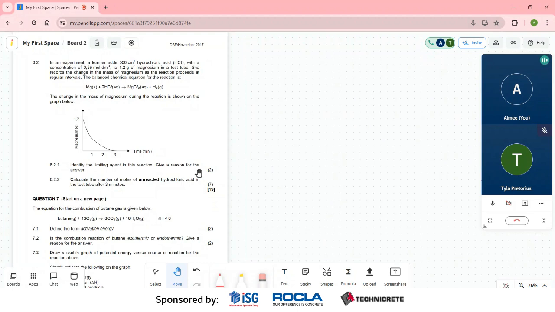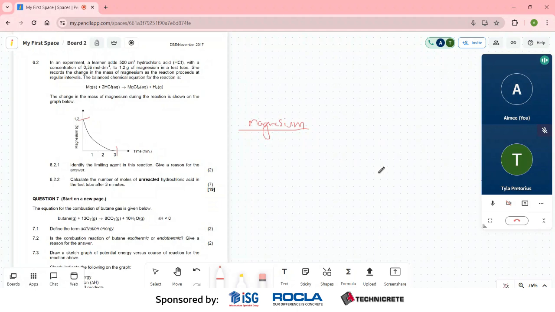Okay, so you can see from the graph, as I've described, that we start with 1.2 grams of magnesium and we end with nothing. So it means that magnesium is the limiting reagent because it is completely used up during the course of the chemical reaction. Okay, and the official answer on the memo is magnesium, as the mass of magnesium after 3 minutes is 0. So in other words, magnesium is completely used up.